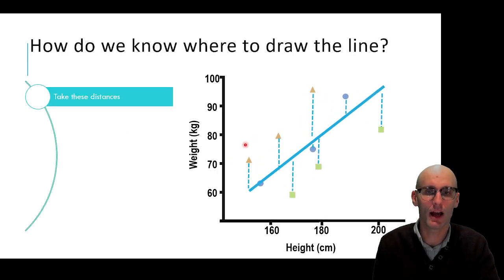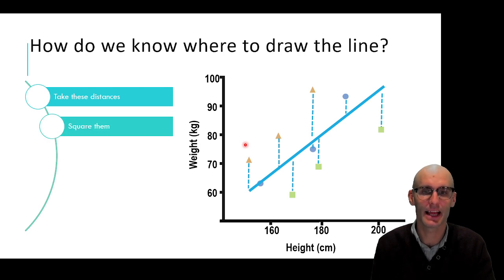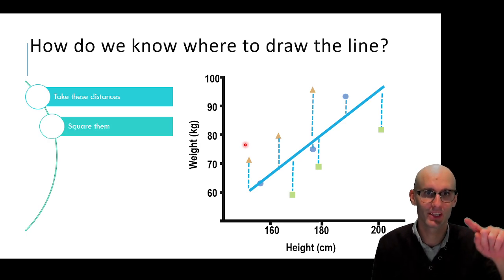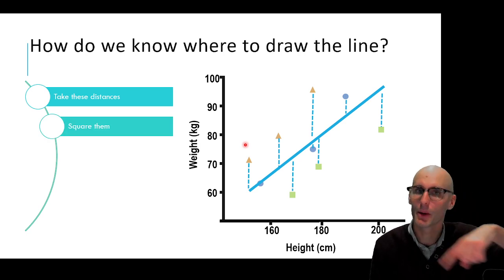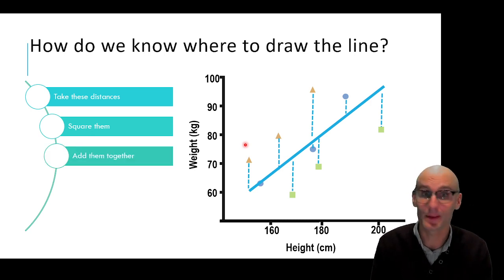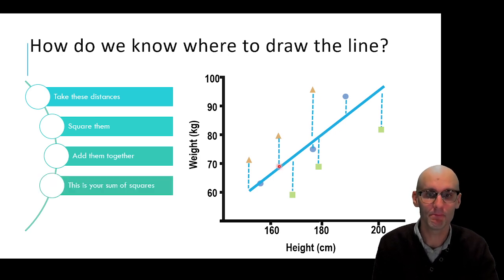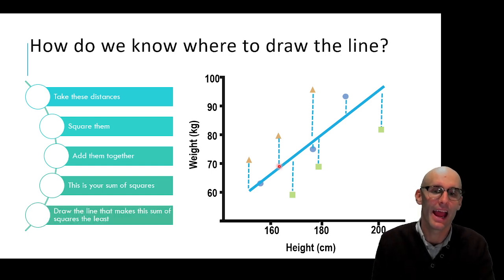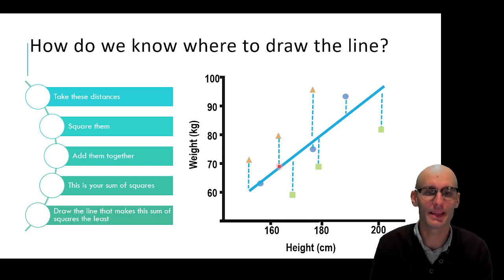So we take these distances, and the first thing we do is square them. We take that number and multiply it by that number again, so we square that distance. Then we add them together. We add all those lines together after we've squared them. And this is a statistical term called the sum of squares. It's quite nice. Sum means to add up. Squares is because we take that distance and we square it. And we draw a line that makes this sum of squares the least.